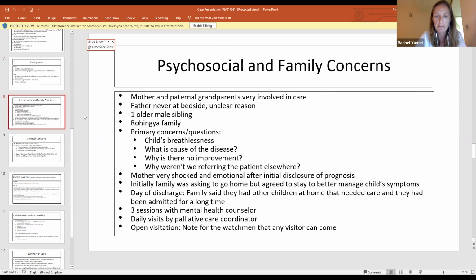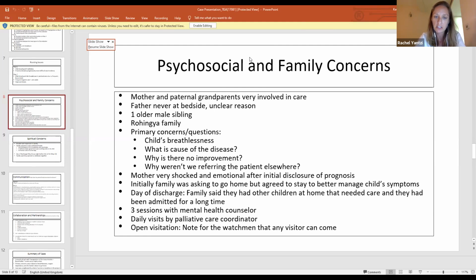This is a Rohingya family from the camps. Their primary concerns were around the child's breathlessness and generally, what is the cause of this disease? Why isn't she improving? And why weren't we referring? Even some of the staff had questions about why MSF wasn't referring the child elsewhere. Unfortunately, there wasn't an option to refer. We looked into it quite a bit.